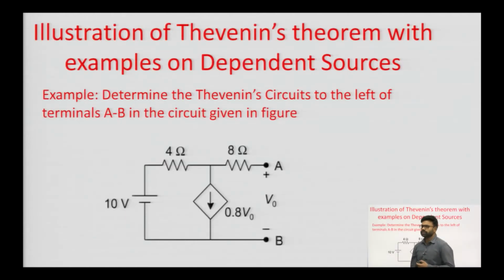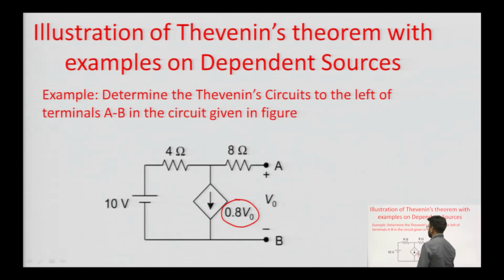So, we have done the examples on DC circuits. Now, we will see how the Thevenin theorem is applied in the case of dependent sources. We have a dependent source here, 0.8 V naught, which is a current source dependent on the voltage across terminals AB. We need to find the Thevenin equivalent of this circuit across terminals AB.